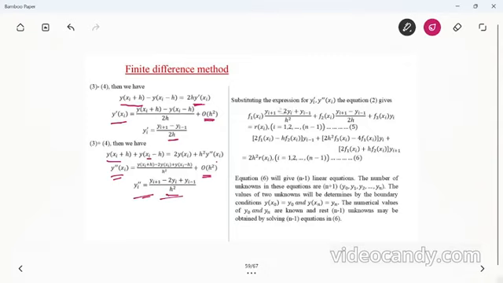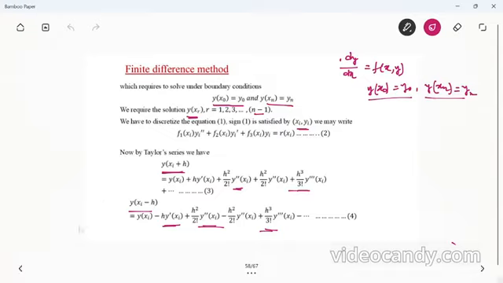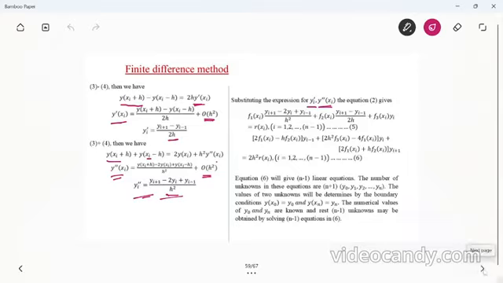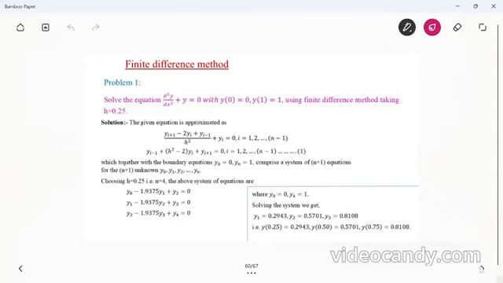Substituting the expressions for yi dash and yi double dash, equation 2, that is the boundary value problem, we put in all the values of the first order derivative and second order derivative. We are getting this value.